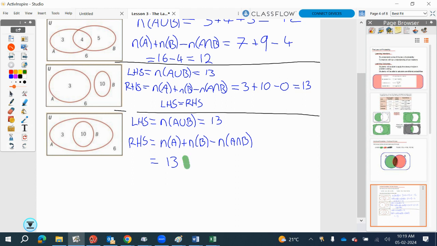How many elements are there in B? 10. How many elements are there in the intersection of A and B? 10. The intersection of A and B is this, because remember, this is A.